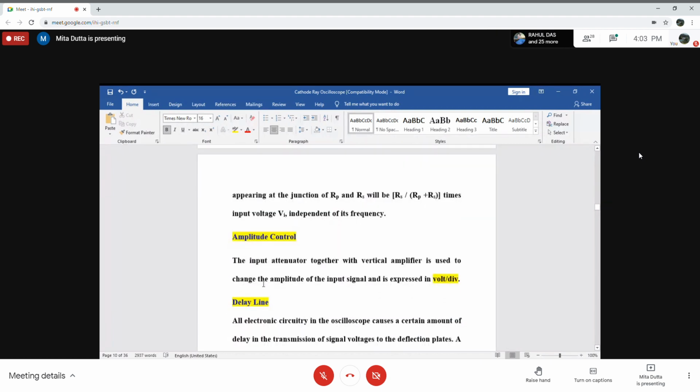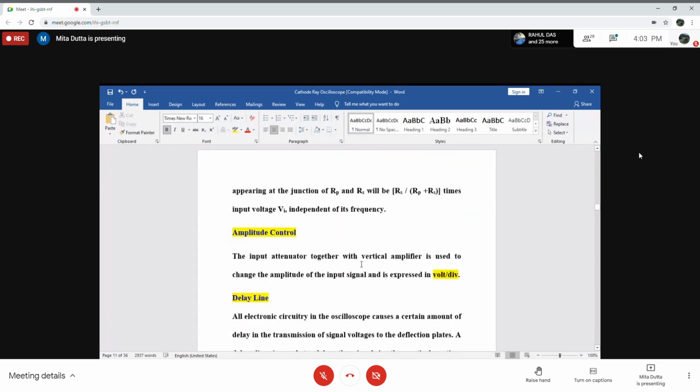Now the amplitude control knob: the input attenuator together with the vertical amplifier is used to change the amplitude of the signal and is expressed in volt per division. So you have seen a volt per division knob and a time per division knob, and also X shift and Y shift, on the front panel of the oscilloscope.